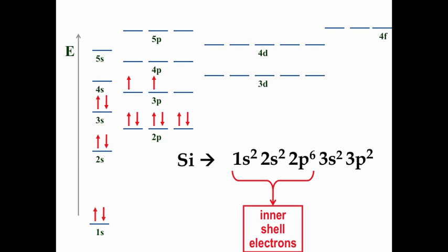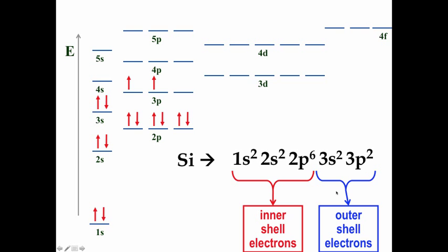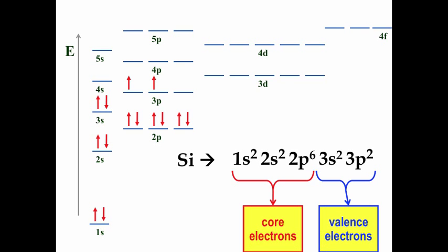And the inner shell electrons for silicon would be the first and second shells. So 1s2, 2s2, 2p6 for a total of 2 plus 2 plus 6 or 10 inner shell or core electrons. And then the valence electrons or outer shell electrons are the 3s and the 3p, so 2 plus 2 or 4 outer shell or valence electrons for silicon.